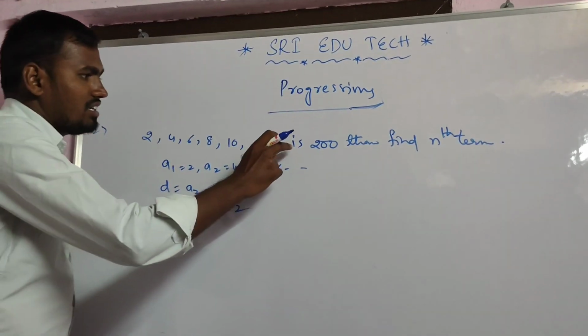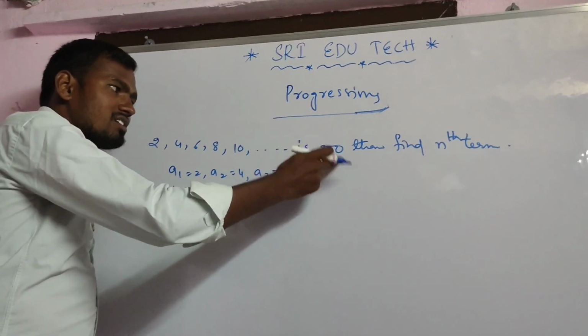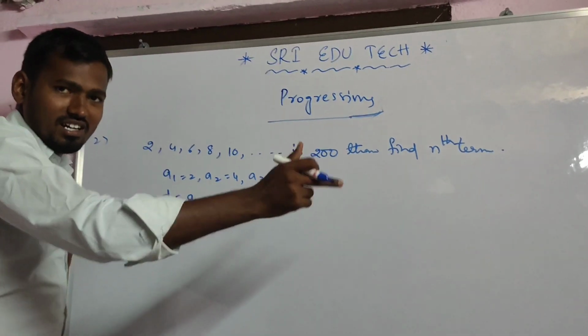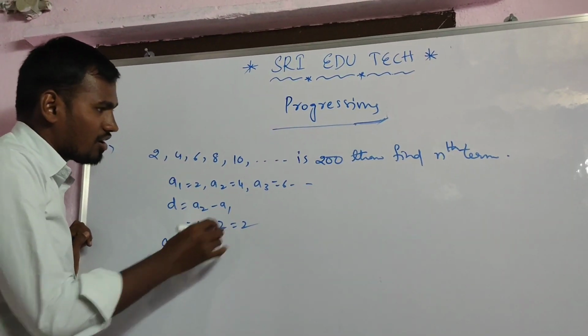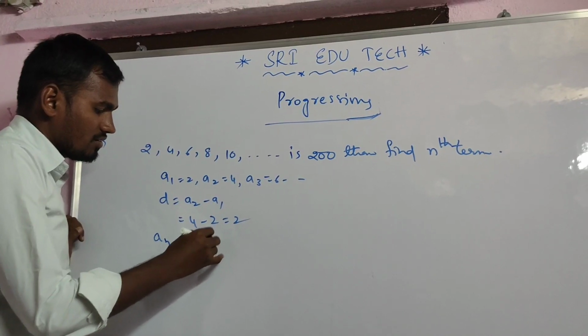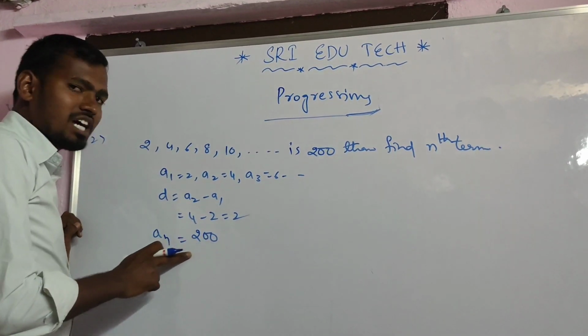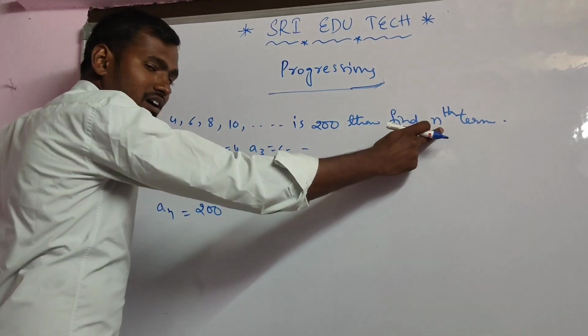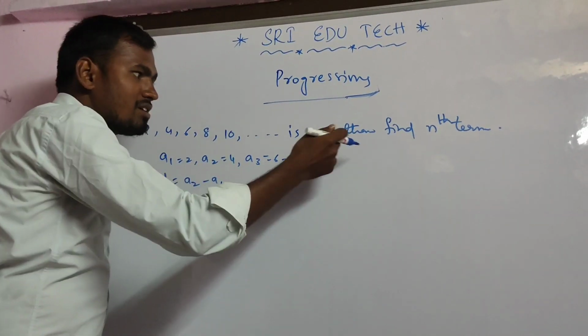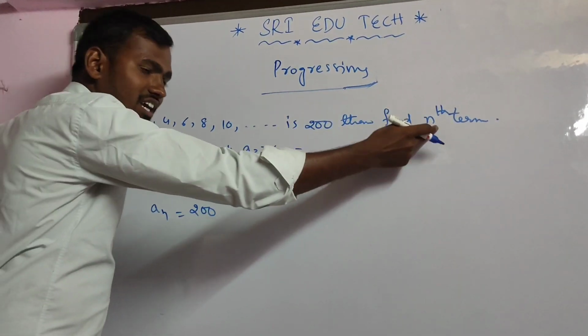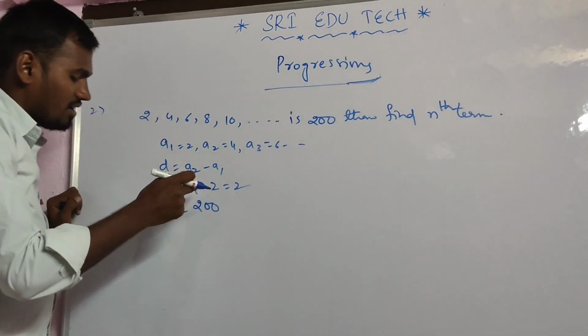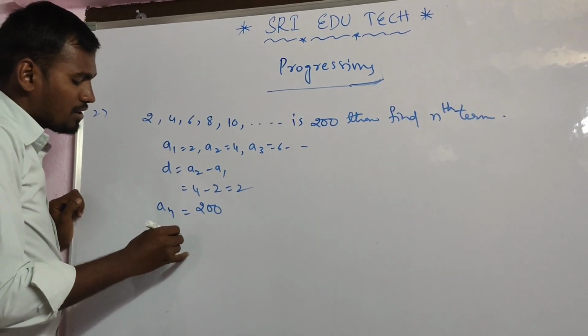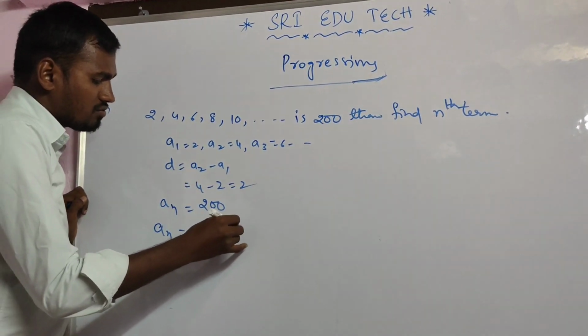It is given 200. 200 is nothing but an. Right, then an is equal to how much? 200. Okay? Then which term is 200, that is what we are finding here. Nth term means which term is 200, that we have to find here. Right, see, then an is equal to, the formula you know, A plus of n minus 1 into D.